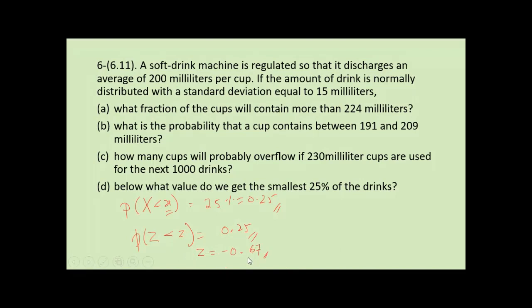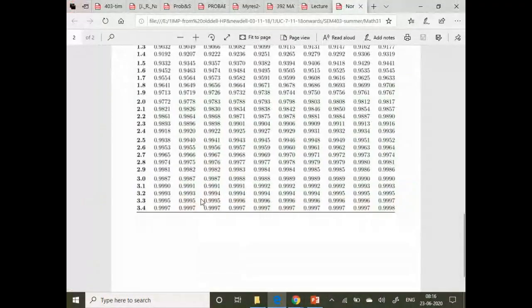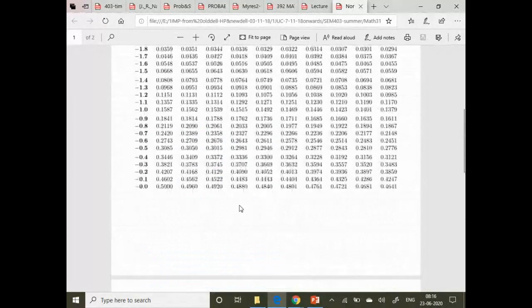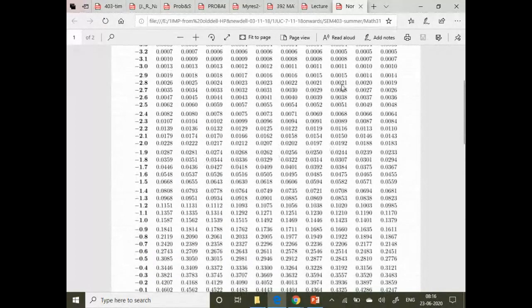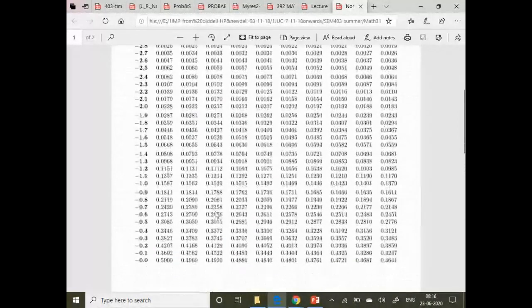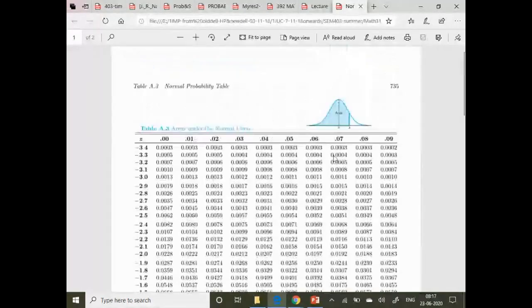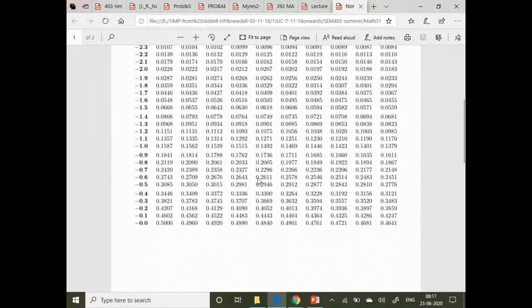Let me verify it again on the table. The left side area is 0.25. On the positive side you will get area more than 0.5, so on the left side, 0.25 is the area. You are looking for 0.2500. Where is it? 0.2514 and 0.2483, which is nearest. 0.2514 is somewhat near to 0.2500, isn't it? The nearest value is 0.2514. So on the left hand you will get 0.6, and on the top it will be 7: negative 0.67, isn't it? This is it. Negative 0.67. That's right, so we are right.